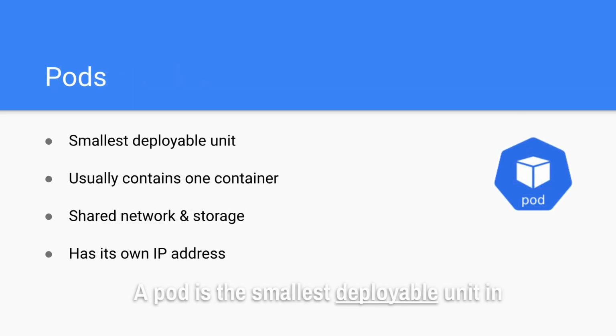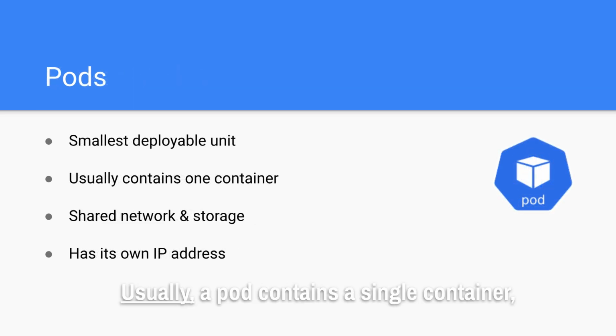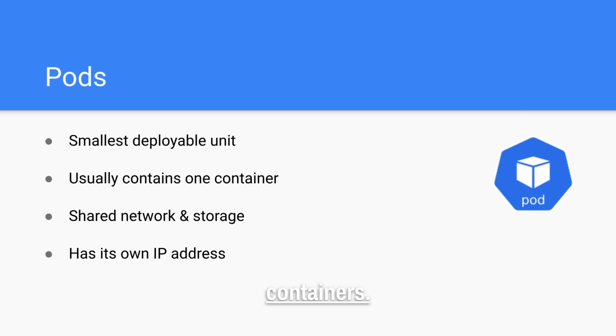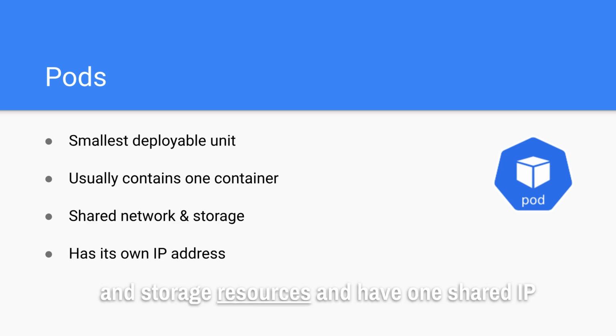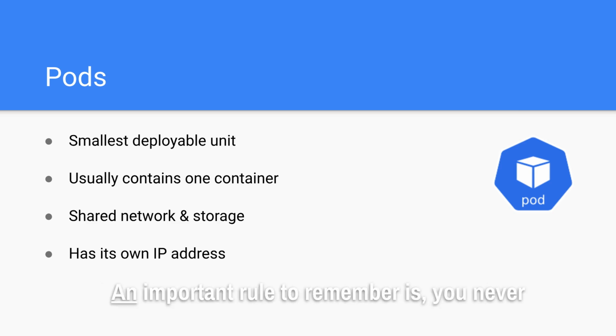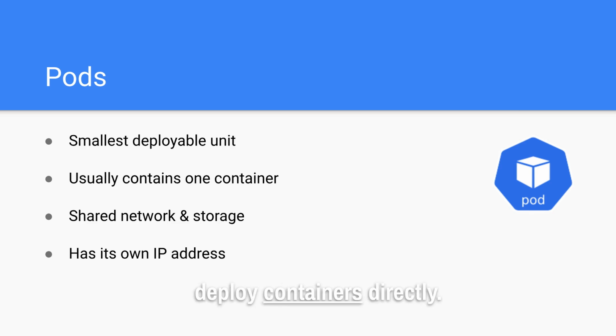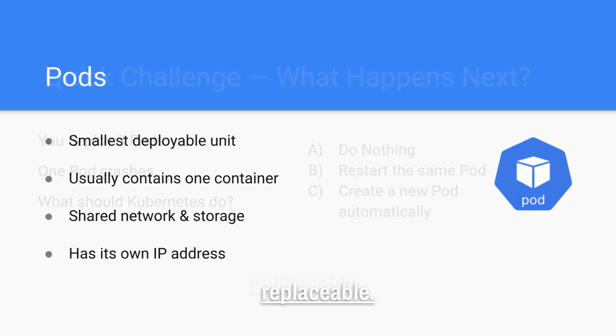A pod is the smallest deployable unit in Kubernetes. Usually, a pod contains a single container, although it can hold multiple tightly coupled containers. All containers in a pod share the same network and storage resources and have one shared IP address. An important rule to remember is: you never deploy containers directly, you deploy pods. Pods are designed to be temporary and replaceable.